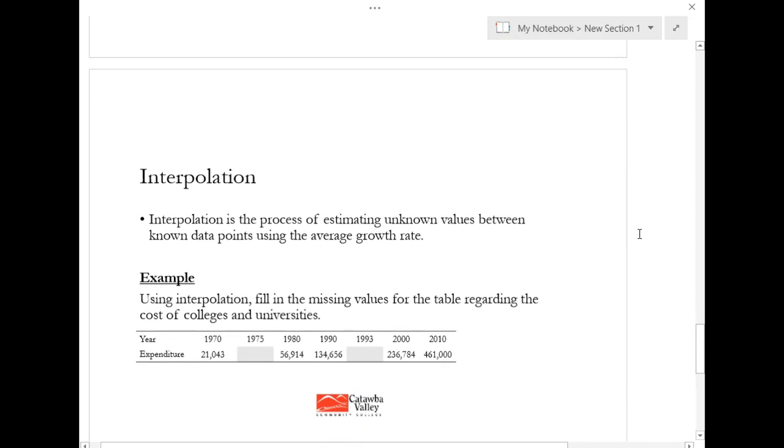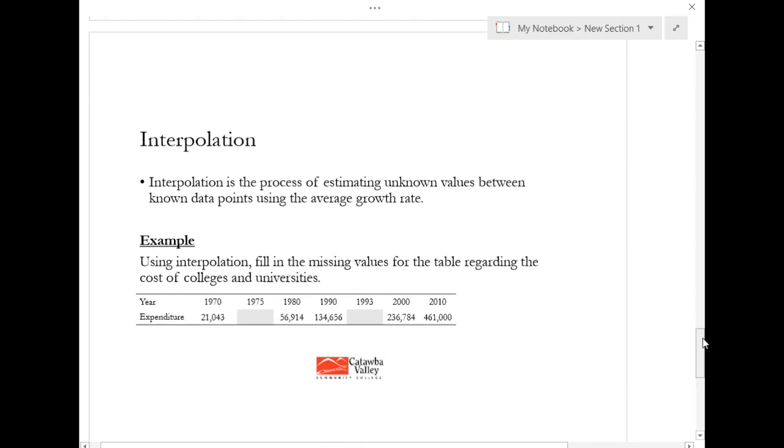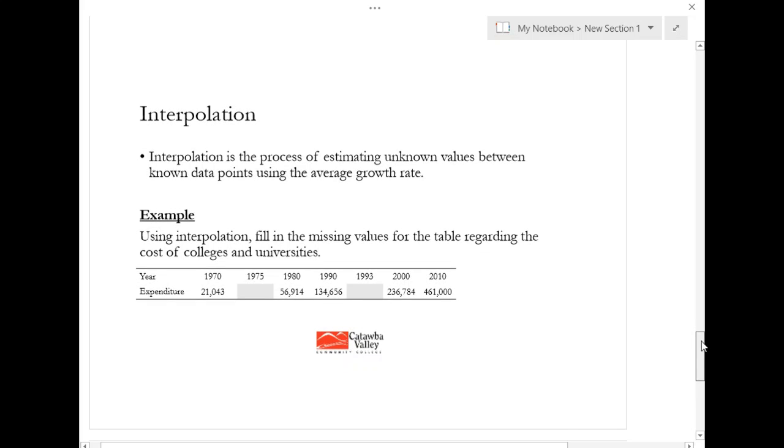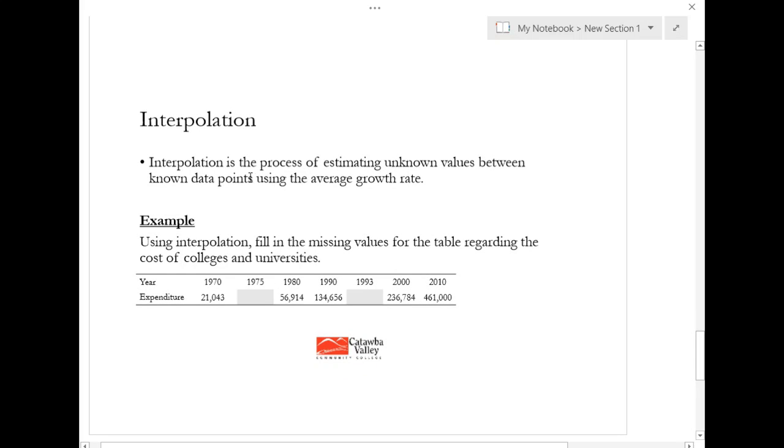Let's talk about interpolation. This is the next concept, and interpolation uses the average growth rate to find a value. So for example, what if we had that same table from the previous slide, but we wanted to estimate how much colleges and universities expenditures were in 1975. So how can I do that?